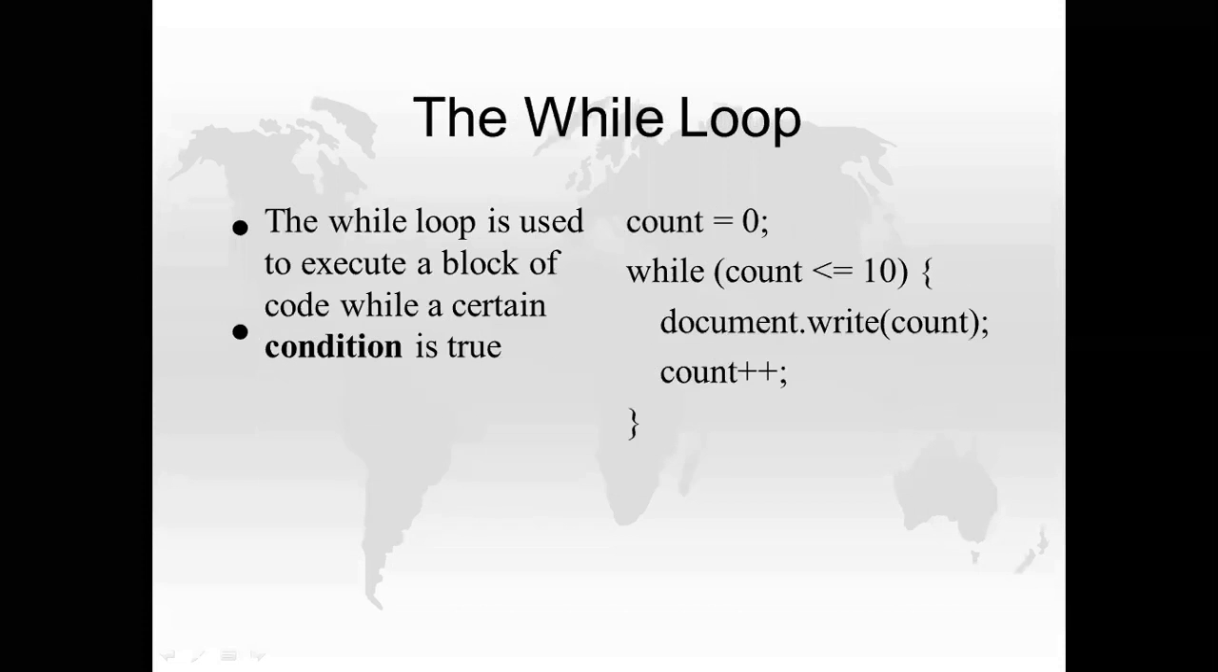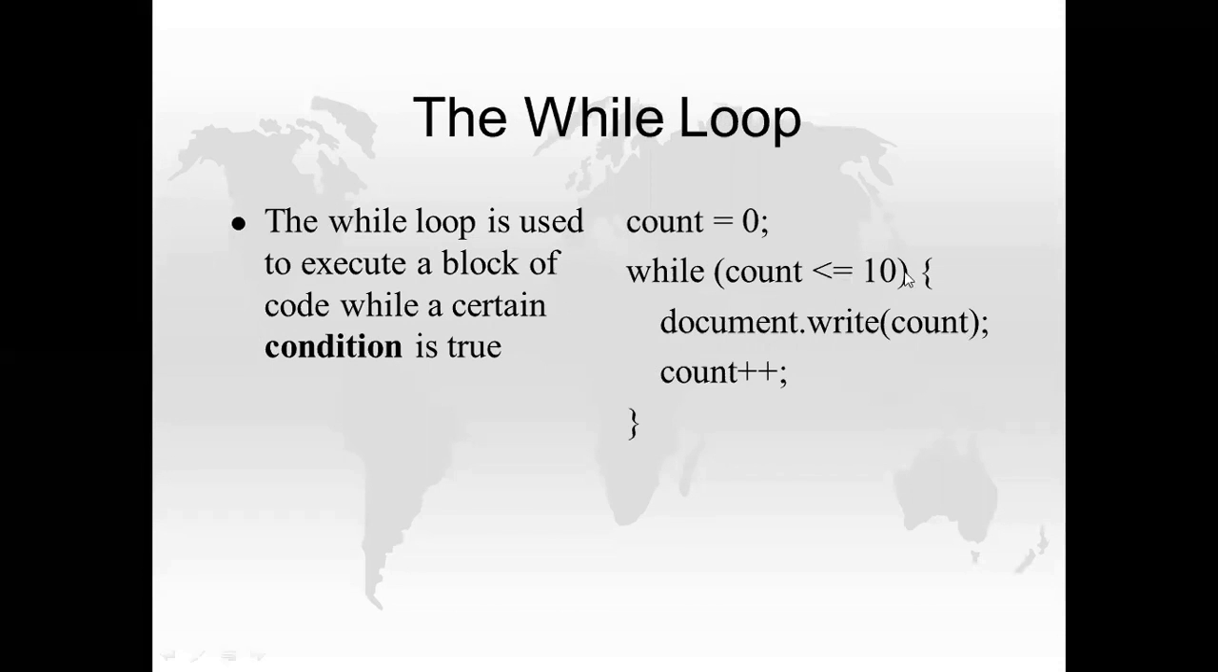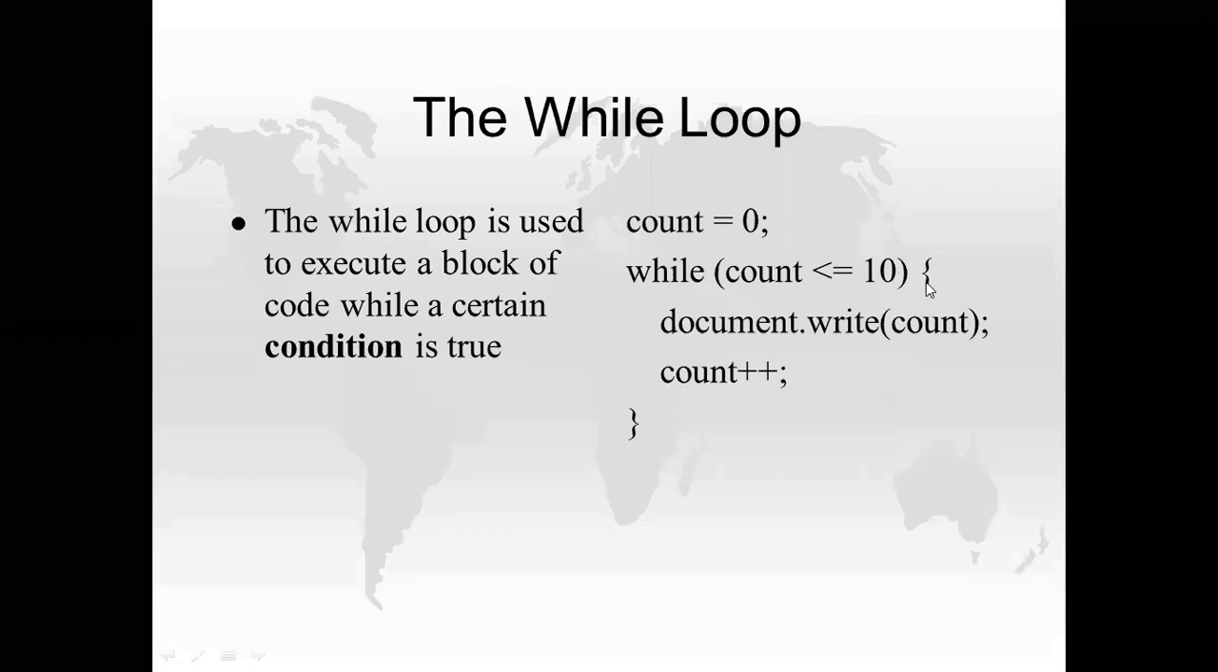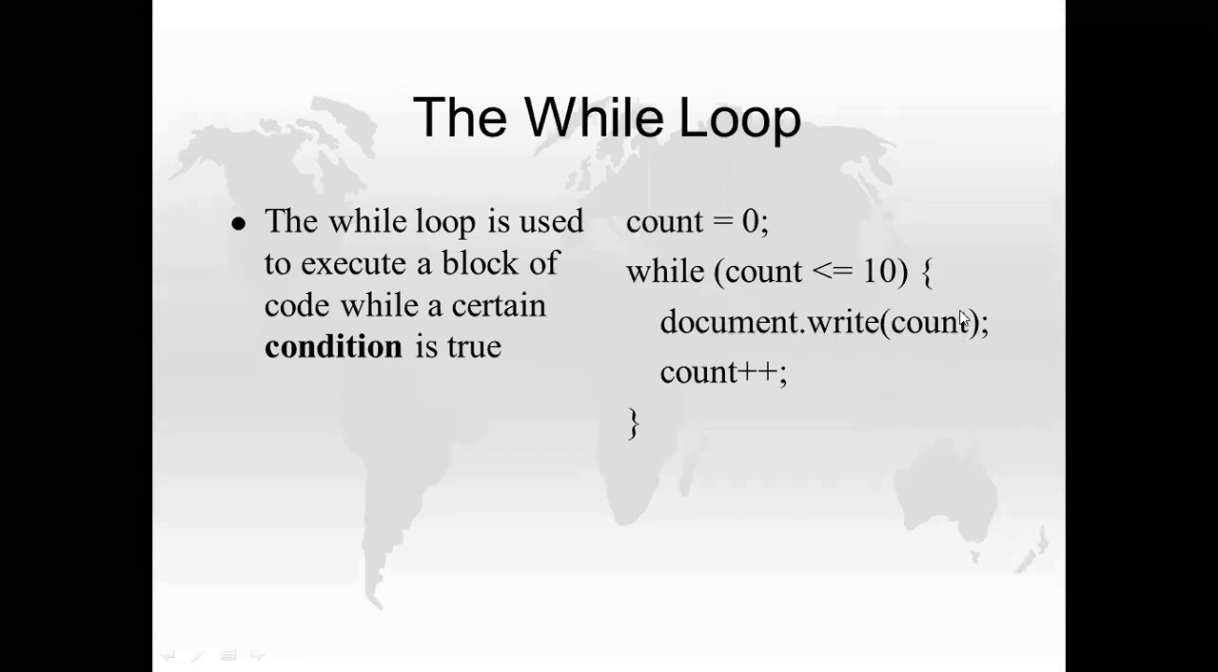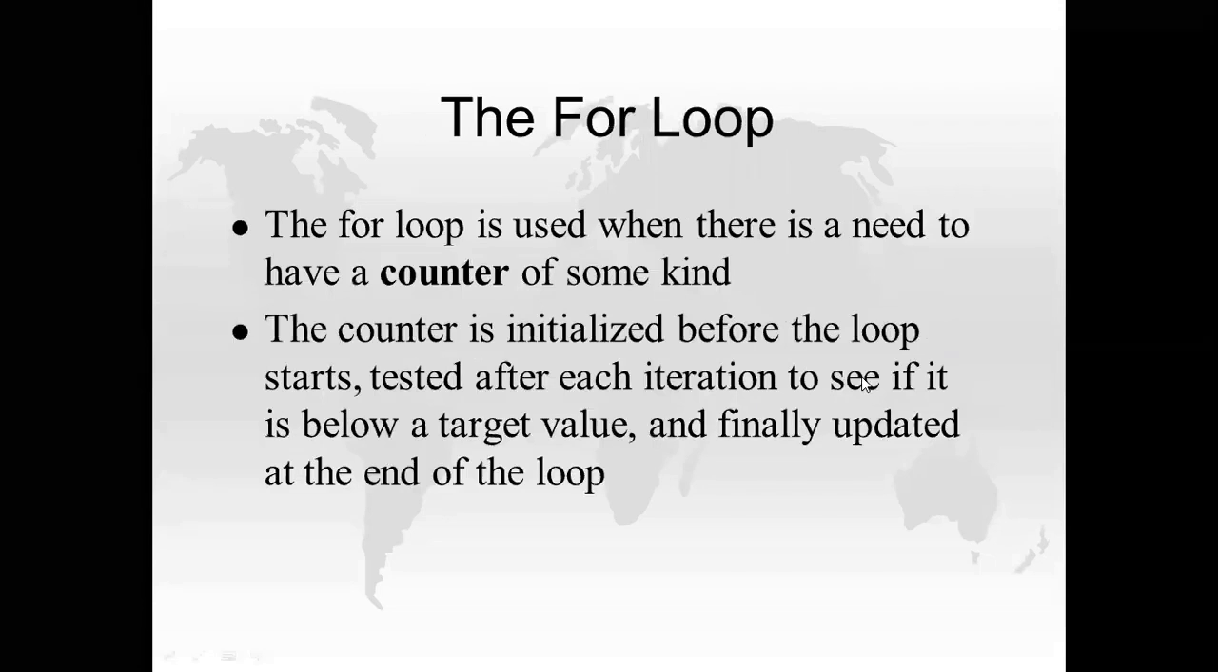Then repeated loops: for loops, while loops. Here we have declared count is equal to 0. If count is less than or equal to 10, and that condition is satisfied, it will execute the statements inside the curly braces. It will print the count using document dot write, and side by side it will increment that count. This is the while loop. Then we have seen the for loop.